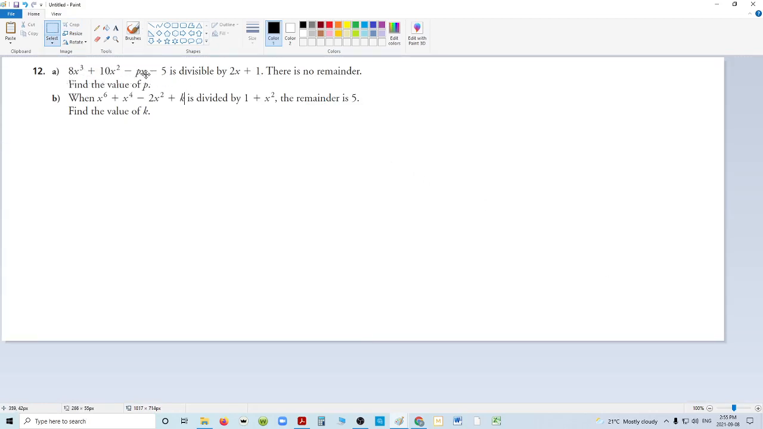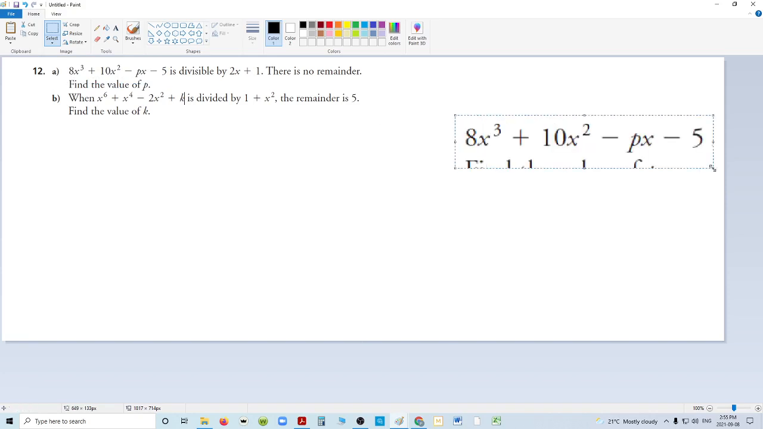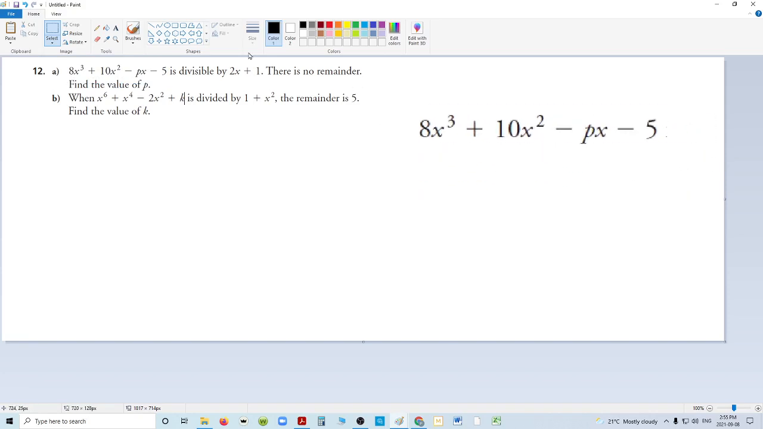So, am I missing a term? No, I'm not. Spread them out. What is the root of this? And just remember, we're going to have to divide every term by 2 at the end. What is the root of that? Minus a half.